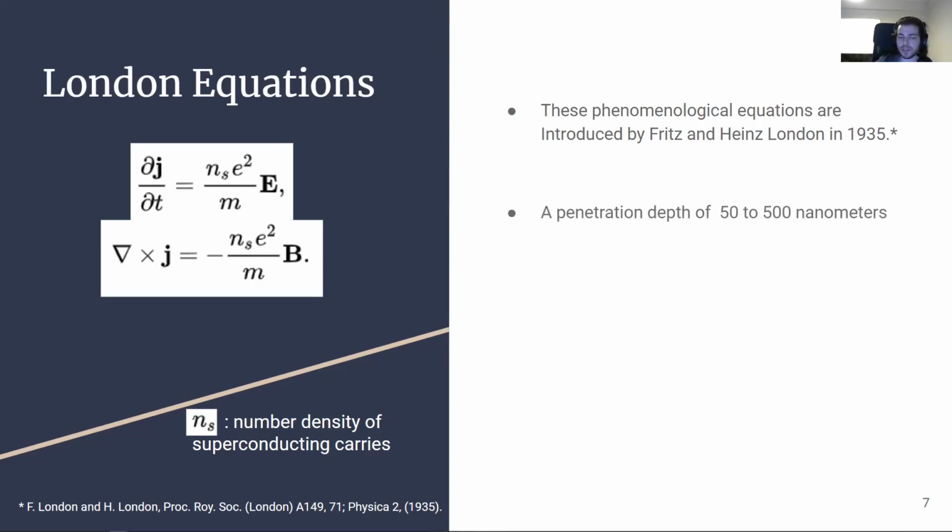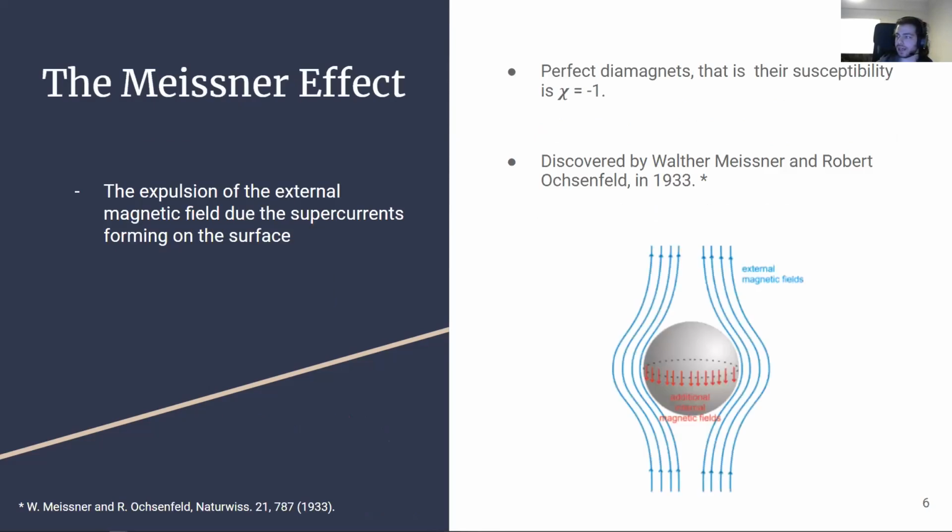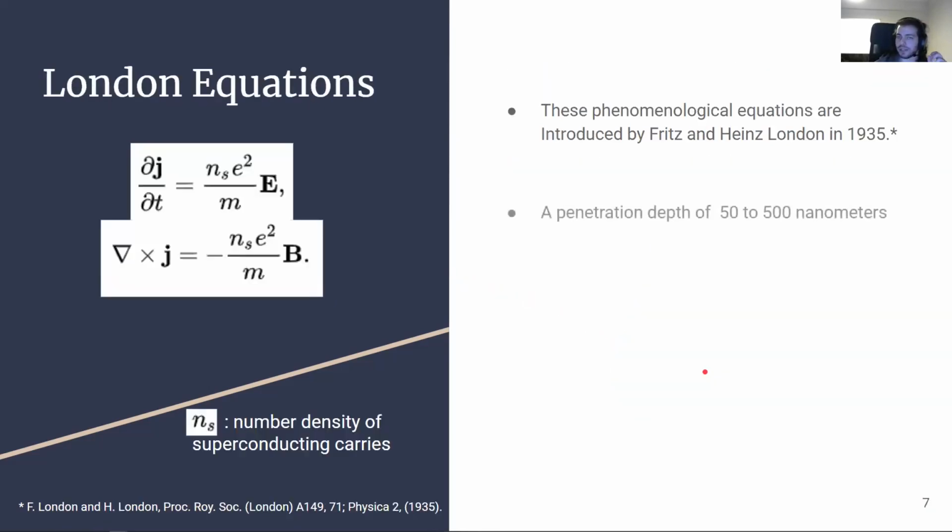So in the Meissner effect, we have seen that we don't observe any magnetic field inside. But with the London equations, now we know that there's actually a penetration depth of this magnetic field inside the material through the surface. This depends on these constants and the number density of superconducting carriers, which changes from one superconductor to another, but the typical value of the penetration depth is 50 to 500 nanometers.